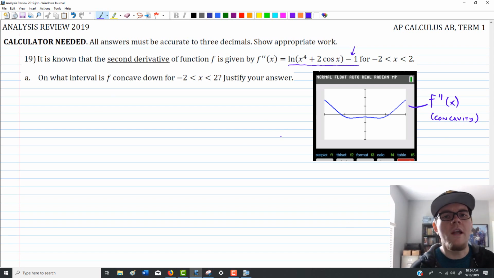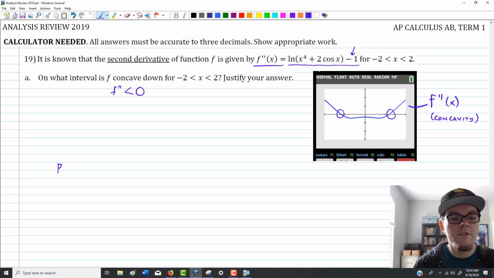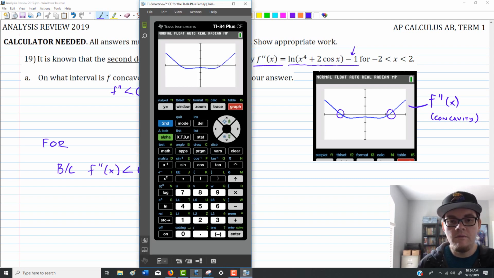So let's start with our first question here, 19a. On what interval is f concave down between -2 and 2? Well, concave down means lots of things, but for us, since we're given f double prime, we want to find where f double prime is negative. And I think it's pretty clear looking at this that f double prime is negative between that 0 and that 0. So as far as our reasoning, we'll say it's going to be concave down because f double prime of x is less than 0. And then our values we can find using our graphing calculator to identify those zeros.